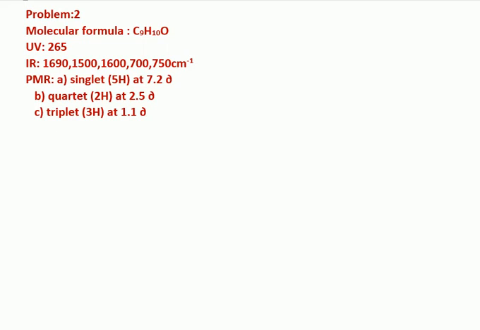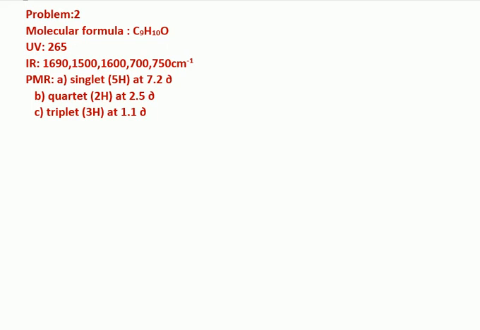PMR data is given. First PMR data is a singlet for 5 hydrogens. So this spectrometer is a low resolution spectrometer. That's why all the 5 hydrogens show a singlet here. And we know that a singlet for more than 4 hydrogens in the range of 7 to 7.5 indicates the presence of a benzene ring. Then a quartet for 2 hydrogens at 2.5 delta value, and a triplet for 3 hydrogens at 1.1 delta value.